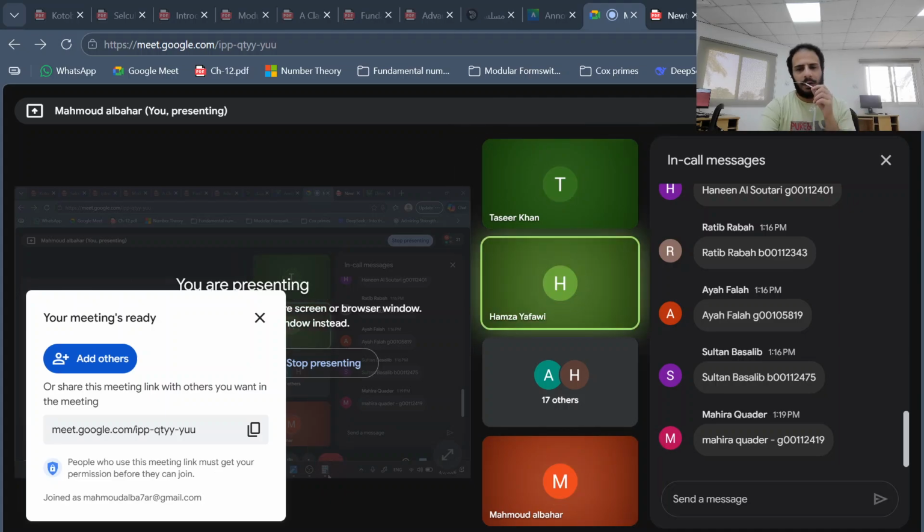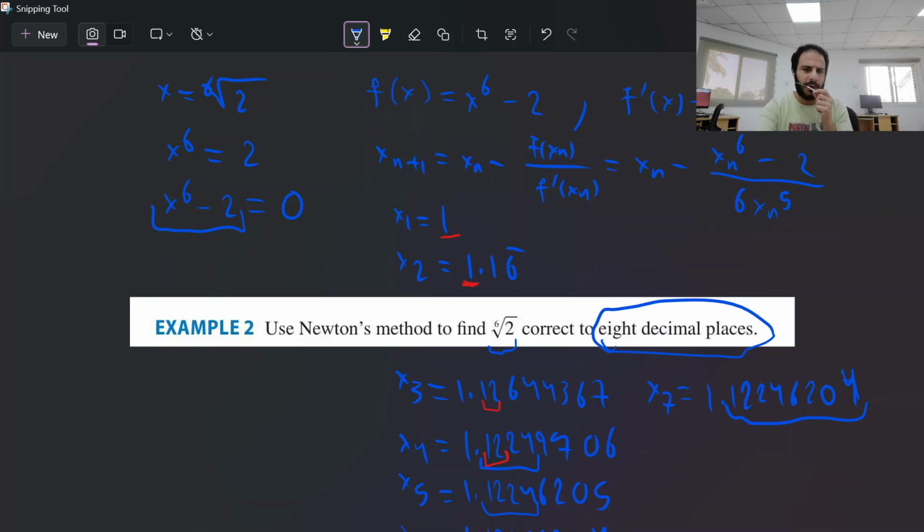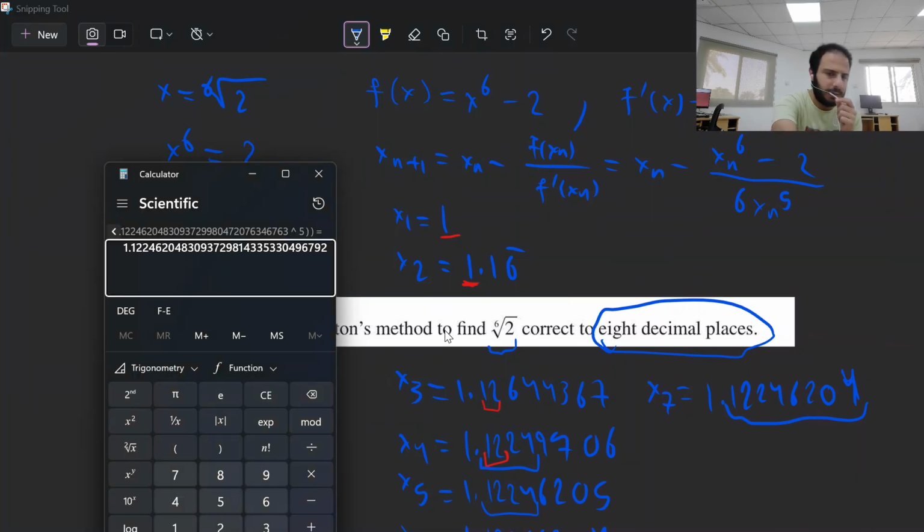Okay. Now let's use the calculator to find the value to see whether our solution is correct or not. So 2 power 1 over 6, right? Because the sixth root is power 1 over 6. It's correct, right? 1.1224620. So we have it correct to 8 decimal places.